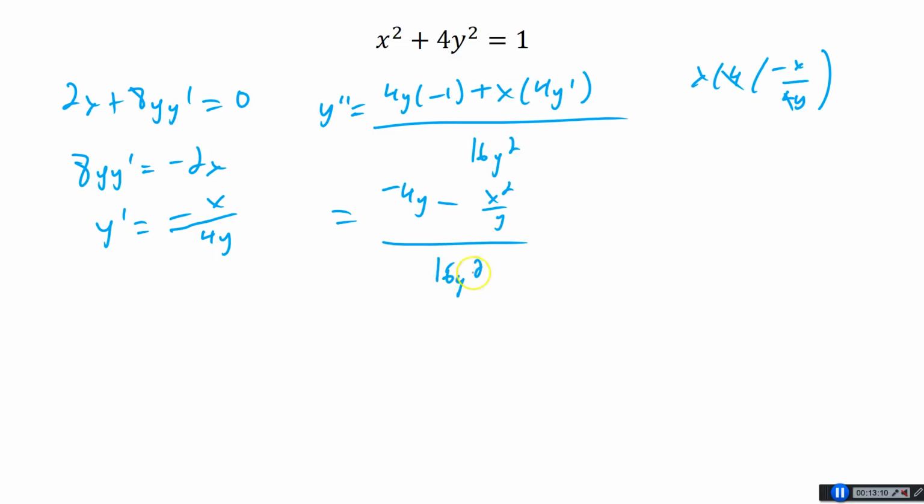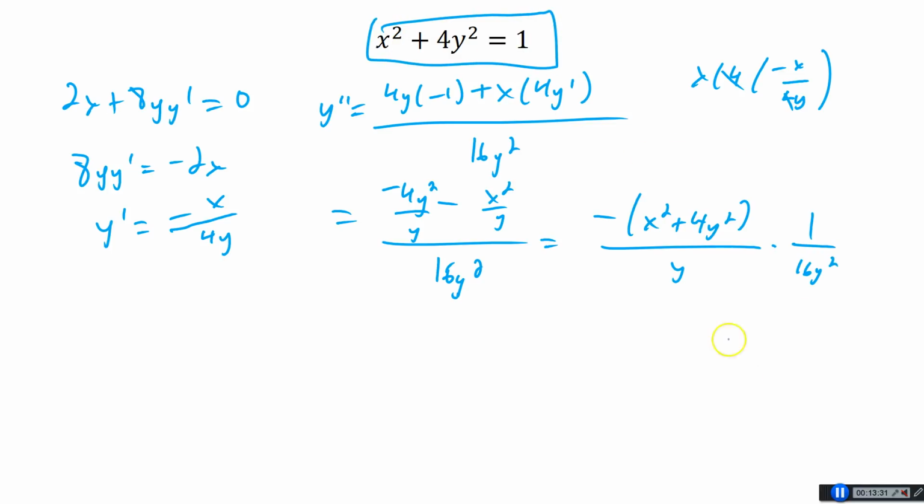Now again, that's good enough. I am going to do a little bit more sneaky algebra. So make this a y squared over y. Combine those. So what do we have? We have the opposite of x squared plus 4y squared divided by y, times 1 over 16y squared. This, once again, hey, it's 1. So this is equal to negative 1 over 16y cubed.